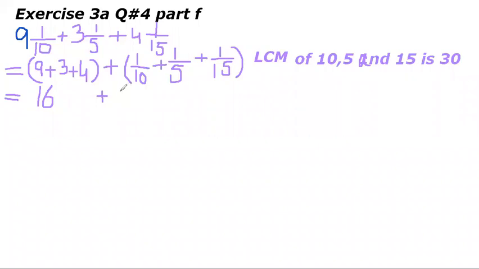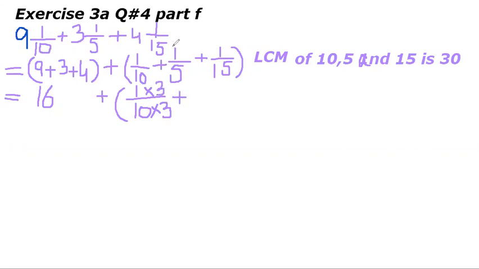Now we have to change these fractions into like fractions. 1 upon 10: we have to change the denominator to 30. We will change the denominator 10 into an equivalent fraction with denominator 30 by multiplying. 10 how many times gives us 30? 10 times 3 is 30. We will multiply 3 in the numerator also.